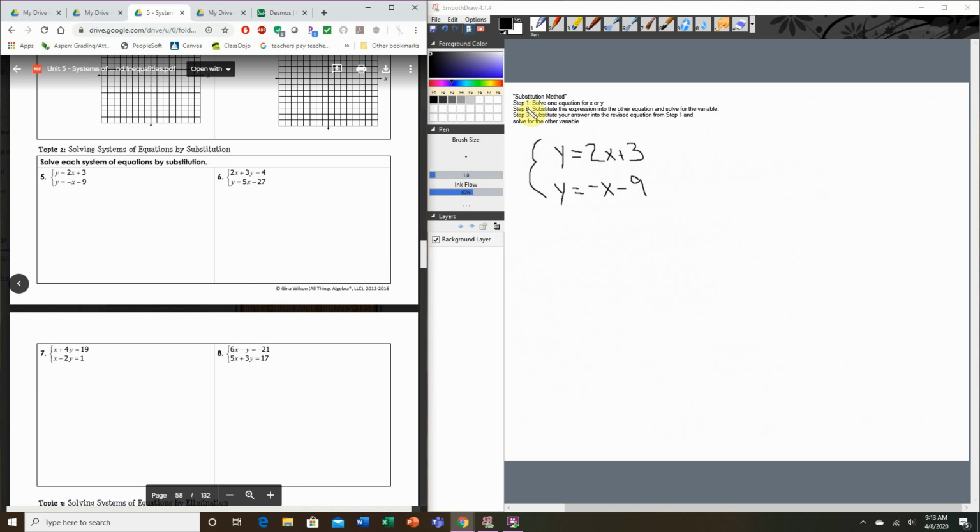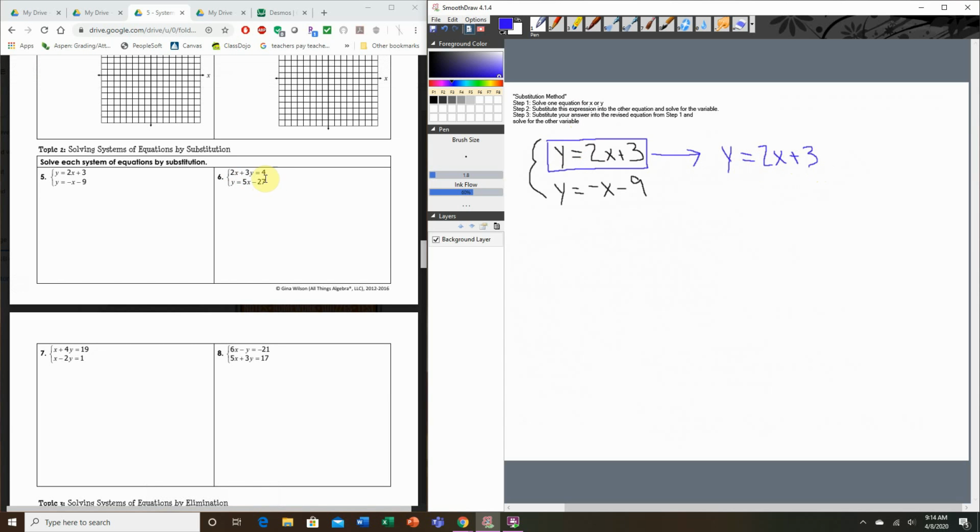So in step 1, it says solve one equation for x or y. So let's do that first. I'm going to do the first equation. I'm going to solve this for an x or y. Well, if we look at this equation, it's already solved for y. So we're going to substitute y equals 2x plus 3. So we're substituting in for y. But if it was, say for instance, anything else, let's say for example number 6, 2x plus 3y equals 4, or y equals 5x minus 27, you would have to decide if you wanted to plug in this y, or if you wanted to solve this equation for x or y. But luckily enough, this one is already solved for y for us.